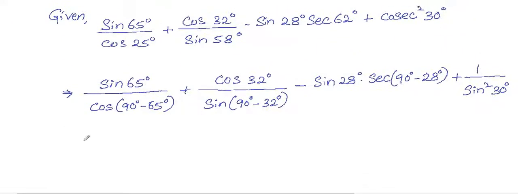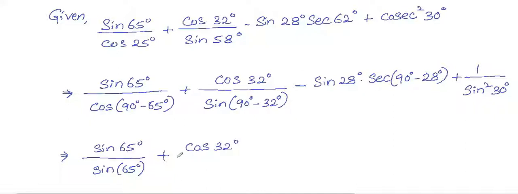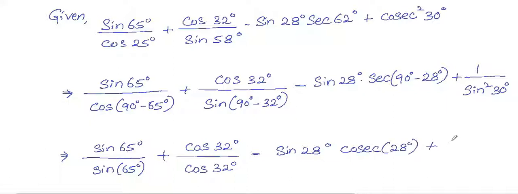Now we have cos of 90 minus 65. Cos of 90 minus theta becomes sine theta. So here cos of 90 minus 65 becomes sine 65. Similarly, sine of 90 minus theta becomes cos theta. Here we have sine of 90 minus 32 becomes cos 32, minus sine 28. Secant of 90 minus theta becomes cosecant theta. So secant of 90 minus 28 becomes cosecant 28, plus 1 by sine square 30.